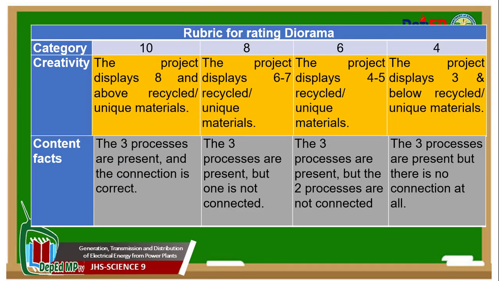Next, content facts. 10 if the 3 processes are present and the connection is correct. 8 if the 3 processes are present but one is not connected. 6 if the 3 processes are present but the processes are not connected. And then 4 if the 3 processes are present but there is no connection at all.